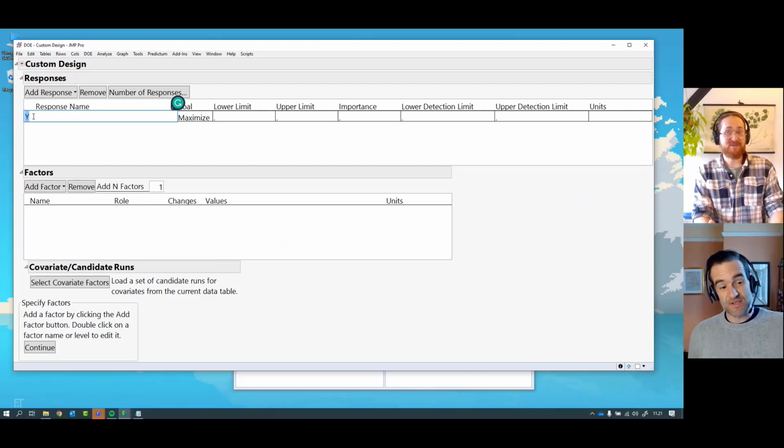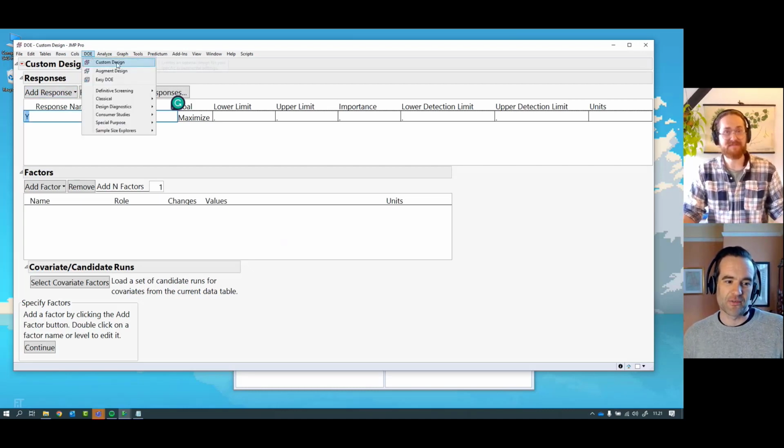So Custom Design is at the top of the DOE menu in JMP because it's the most flexible. One thing I've heard recently is people telling me that design of experiments is a very rigid methodology, and I think that's complete rubbish. Modern design of experiments is really flexible to what you need to do with your experimental objective.